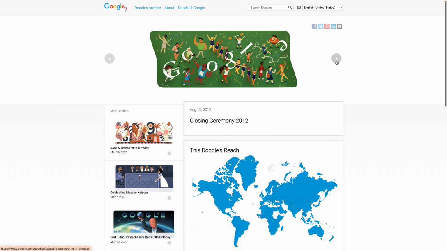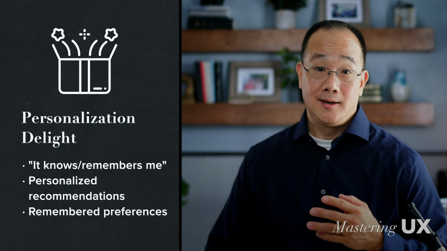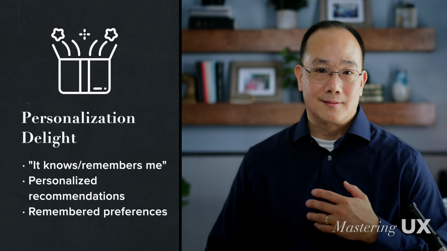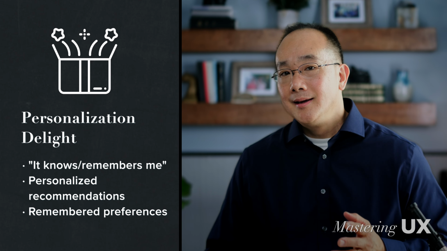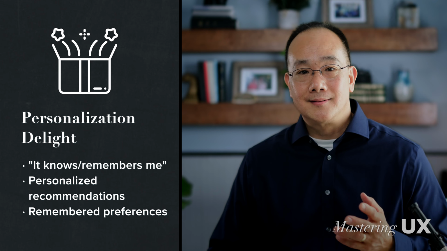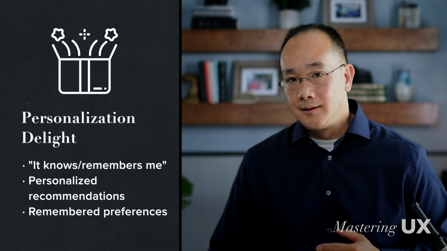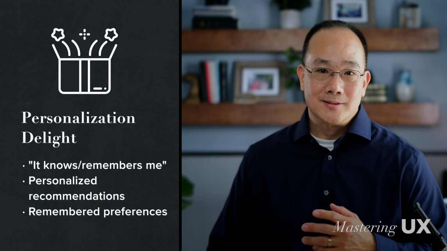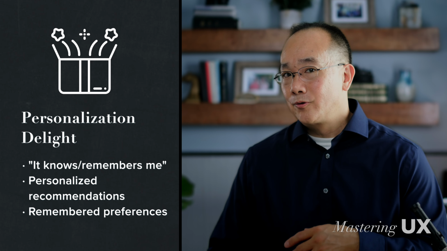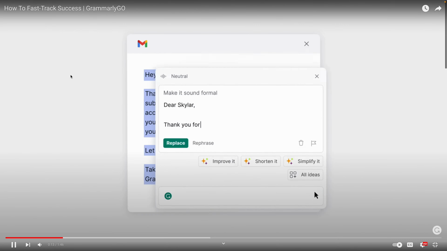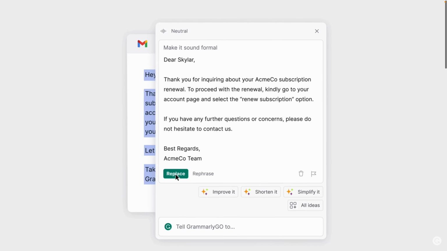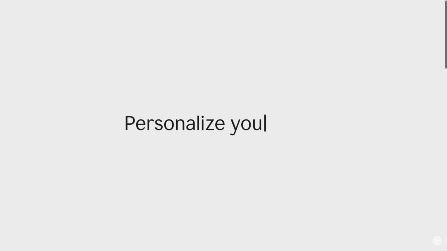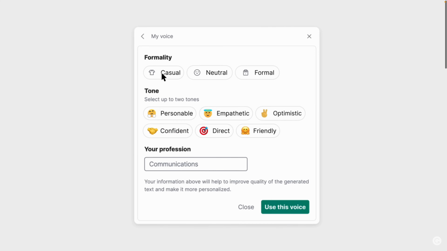And then the fourth one is personalization delight. Users all appreciate a product that seems to know them. It's got personalized recommendations. It remembers their preferences. There's content that's based on our behavior, and it can create this familiarity and comfort, resulting in a delightful experience. So Grammarly is a tool that offers personalized feedback, and it really adapts to your writing style and goals, and it makes you feel like you have a personal writing assistant.